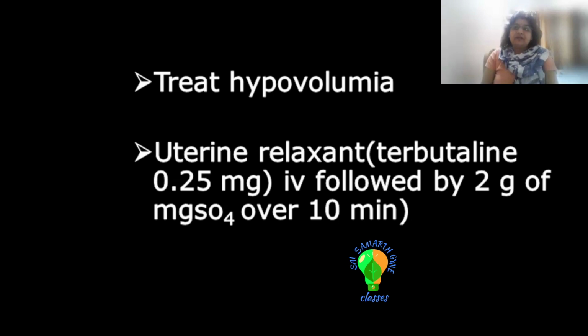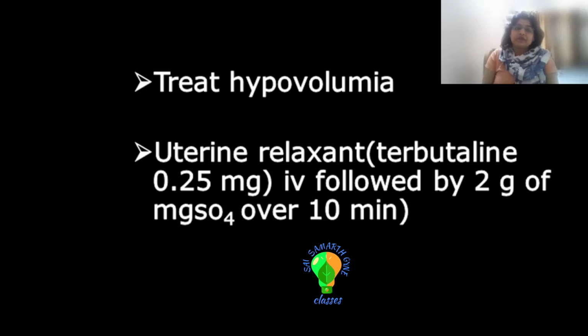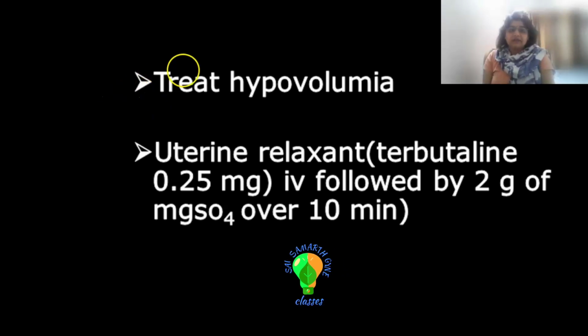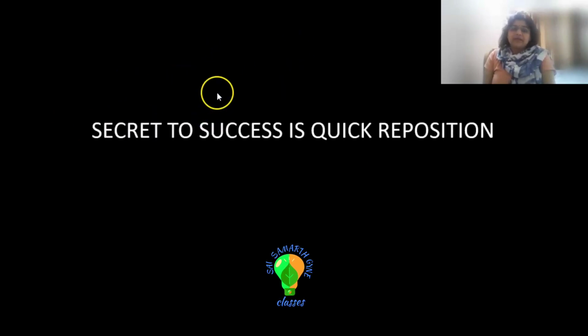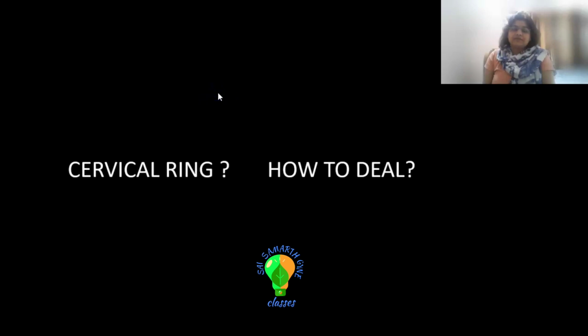If you find that the cervix is not allowing you to reposition the uterus back, then you can give some uterine relaxant like terbutaline or magnesium sulfate or isoxsuprine to relax the uterus first. And then what you will do? After that you can reposition. So quickly you reposition and you succeed.